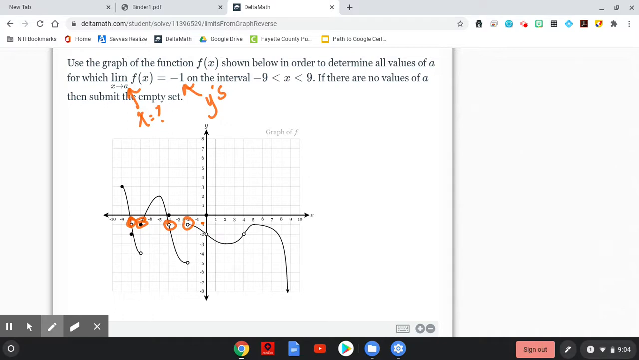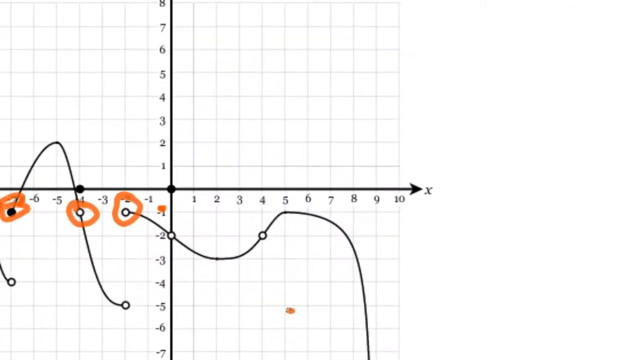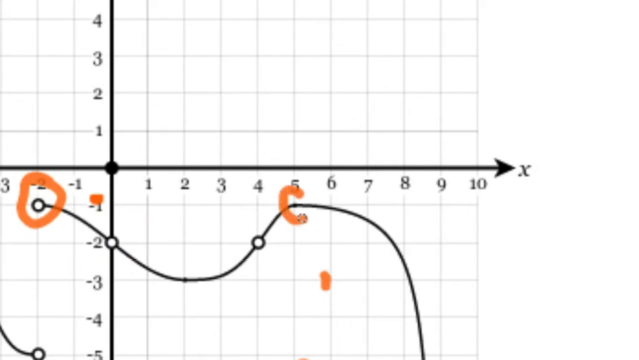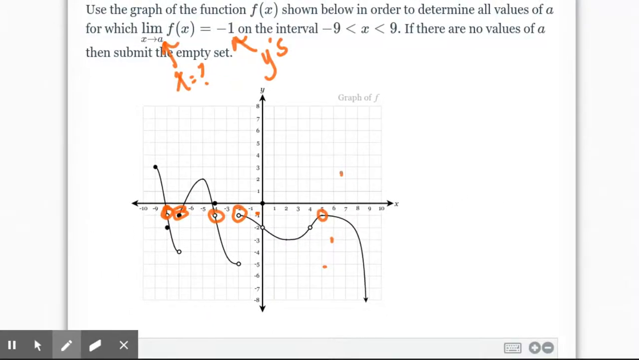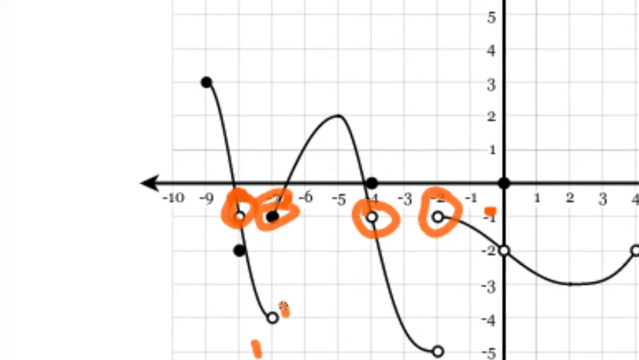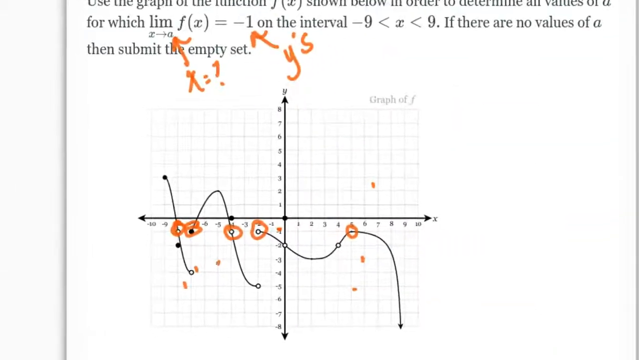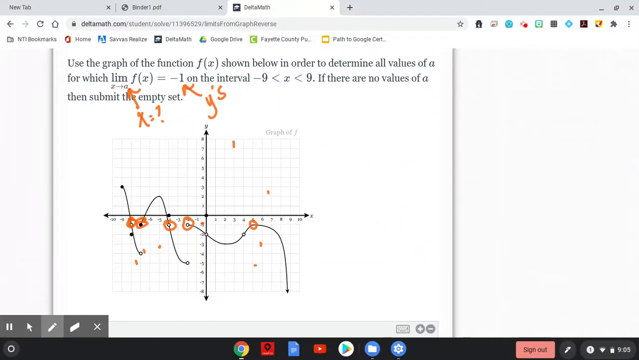And any other time the graph hits -1. This one's really hard to tell. Maybe I'll zoom in. Is that -1? Yeah, that's looking like -1 to me. Okay, I like that I can zoom in here. Let's look at this part right here. I'm going to check to see if the limit from the left and the limit from the right is -1. Okay, so let's look at this first area. As I approach the graph from the left, I get to -1. Approach the graph from the right, I get to -1. So the limit right here is equal to -1.